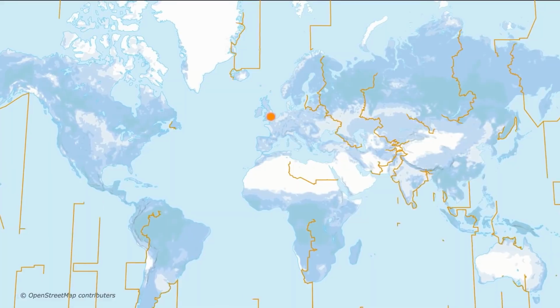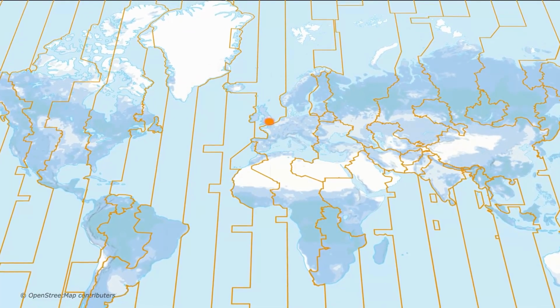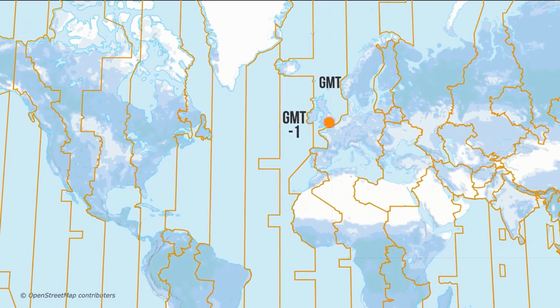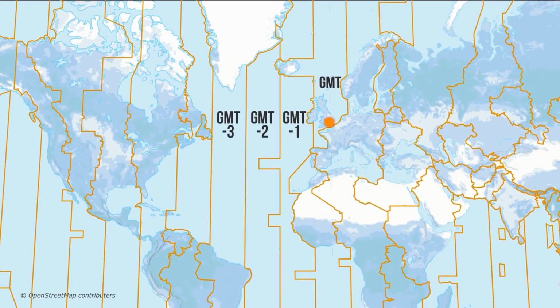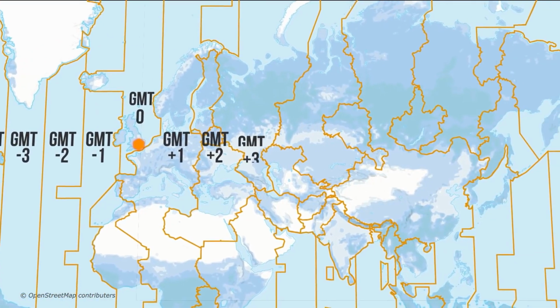If you take a look at this map, you'll see that Greenwich, England is right smack in the middle, and that's where GMT, Greenwich Mean Time, is. And as you move west of Greenwich, you start getting GMT -1 or GMT -2, -3, and so on. And if you go east or forward in time, you get +1, +2, +3 GMT.